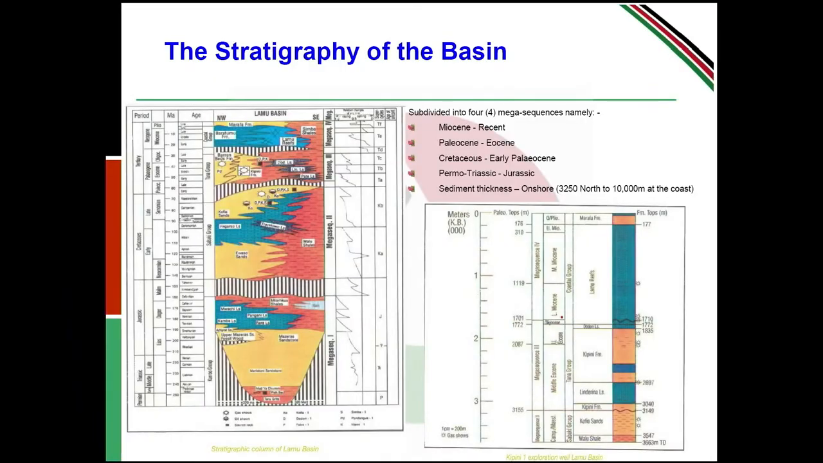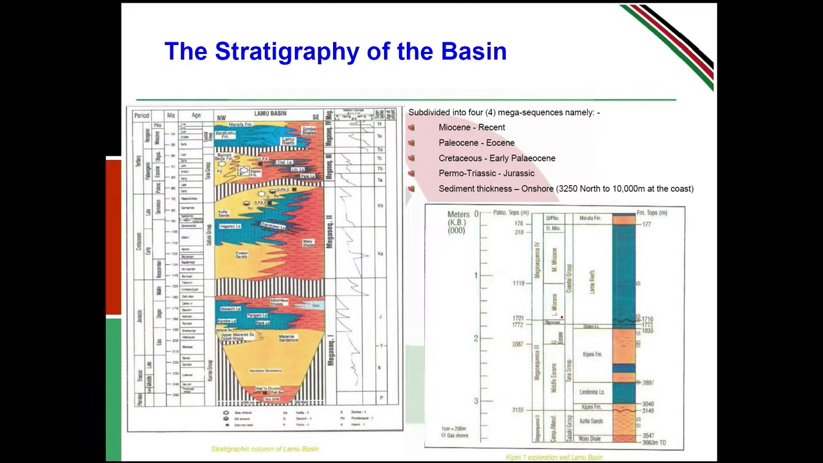This is a summary of the stratigraphy of the basin. I'll start from the bottom going up, because if you know geology, the rocks at the bottom are the oldest that were deposited. At the bottom we have the Karoo group, dated to be Permo-Triassic all the way to Jurassic, so roughly 250 to 145 million years.